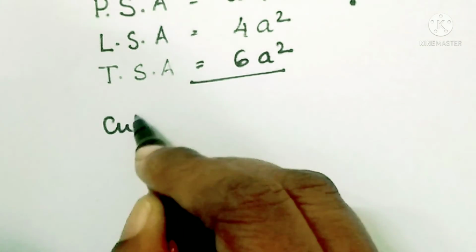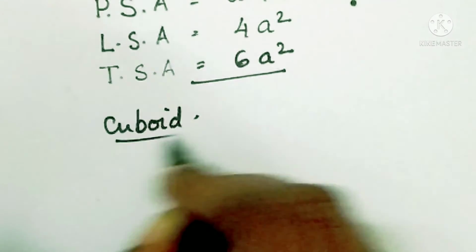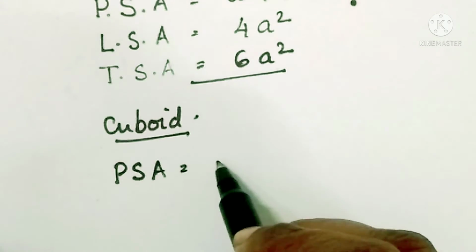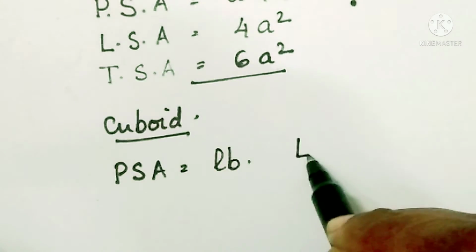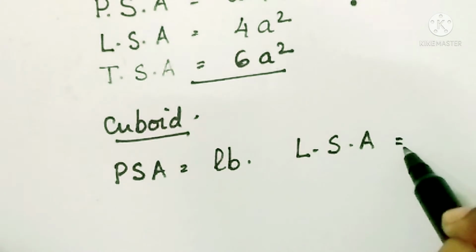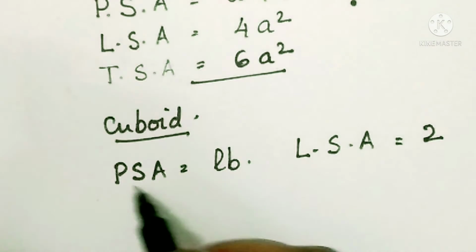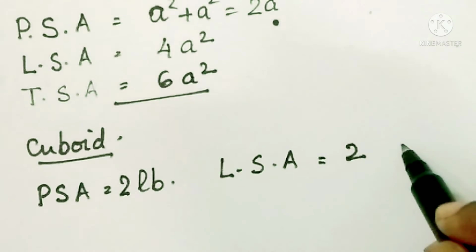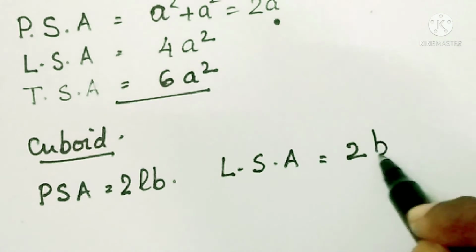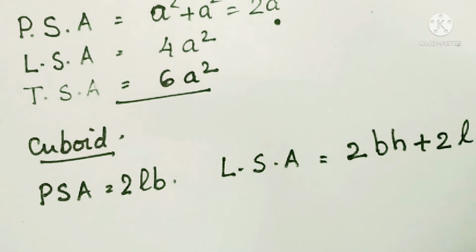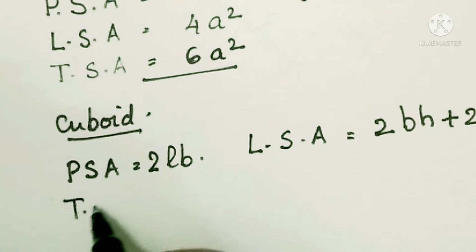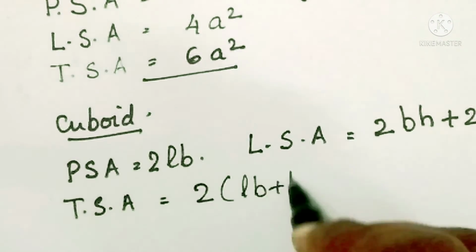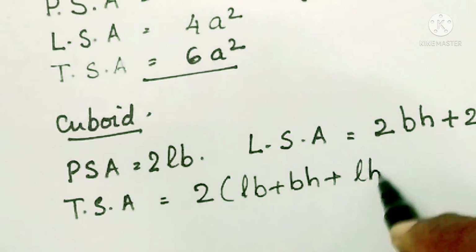Now if you take a cuboid, what is the plane surface area? L into B for one surface, and for two surfaces it will be 2 into LB. The lateral surface area will be equal to 2BH plus 2LH. And total surface area will be equal to 2 into (LB plus BH plus LH).